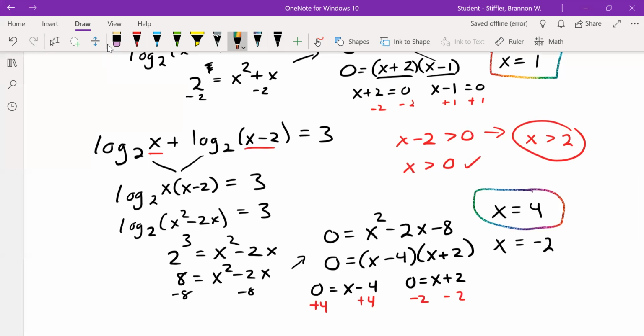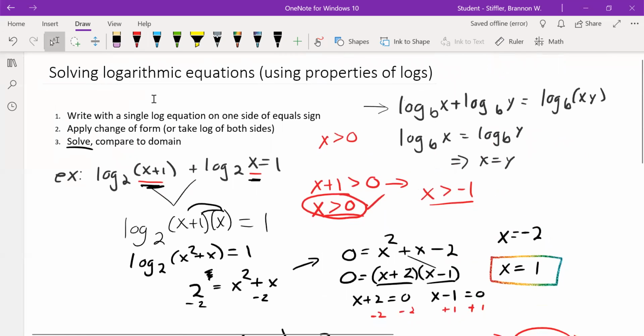So with these, remember our 3 steps. Get all your logs on one side. Apply the appropriate property of logs. In these examples, this is the multiplication property. Change your form, in this case from log to exponential, and then solve and compare to the domain.